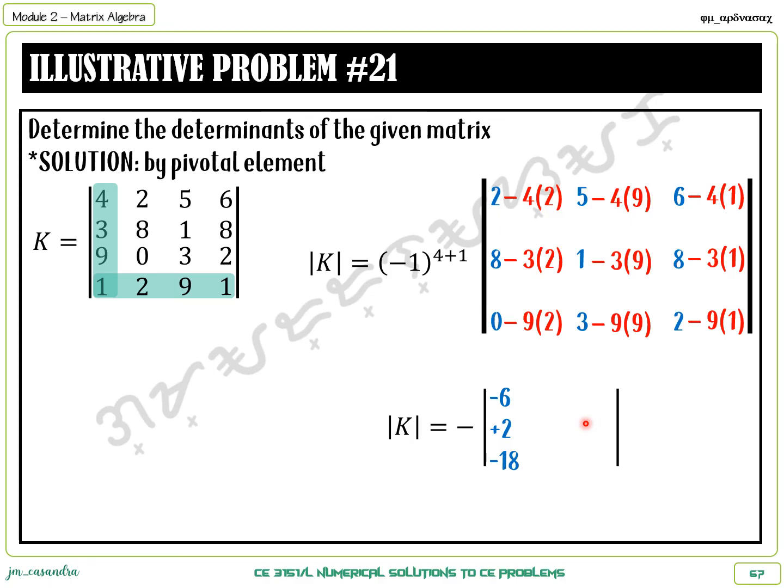So next column, we have 5 minus 36, so it's negative 31. 1 minus 27, that's negative 26. 3 minus 81, that's negative 78. Then for the last column, we have 6 minus 4, that's 2. 8 minus 3, that's 5. And 2 minus 9, that's negative 7. Okay?